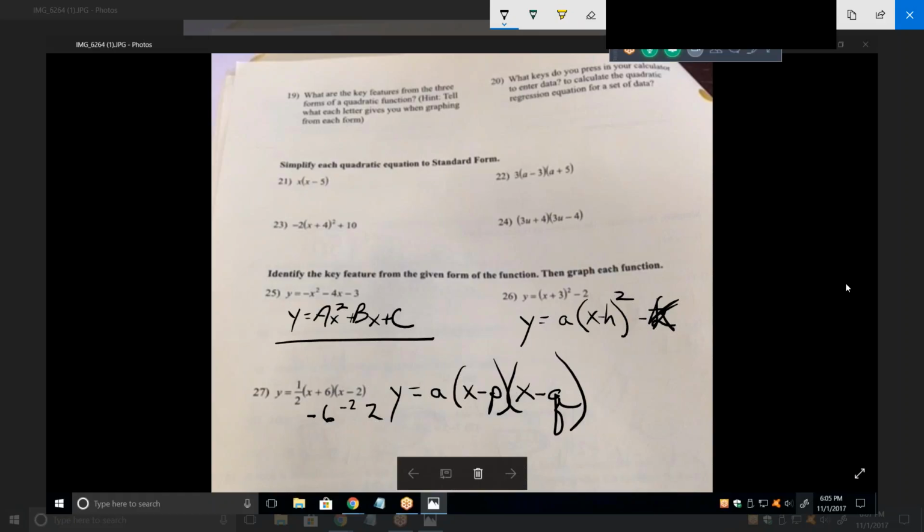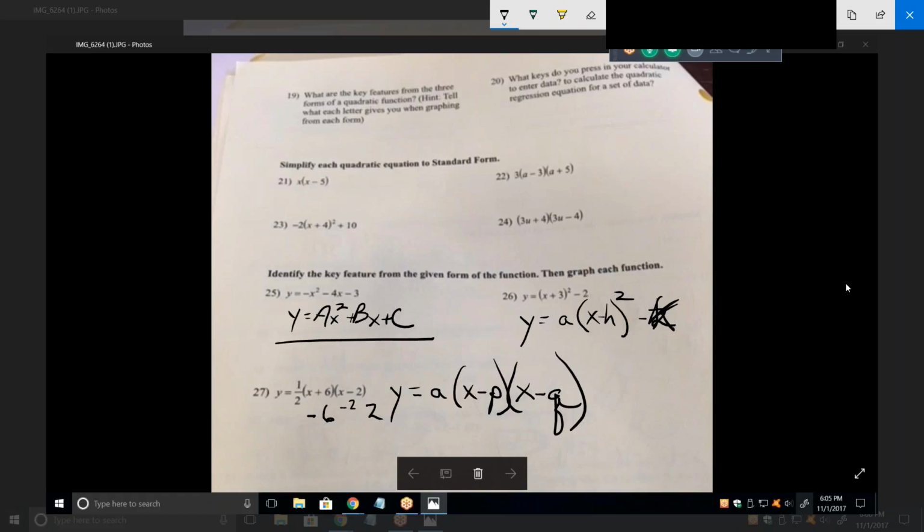Now, identify the key feature from the given form of the function. Still not exactly sure what she means by the key feature. Oh, tell what each letter gives you when graphing from each form. I still don't quite know exactly what she means by that.